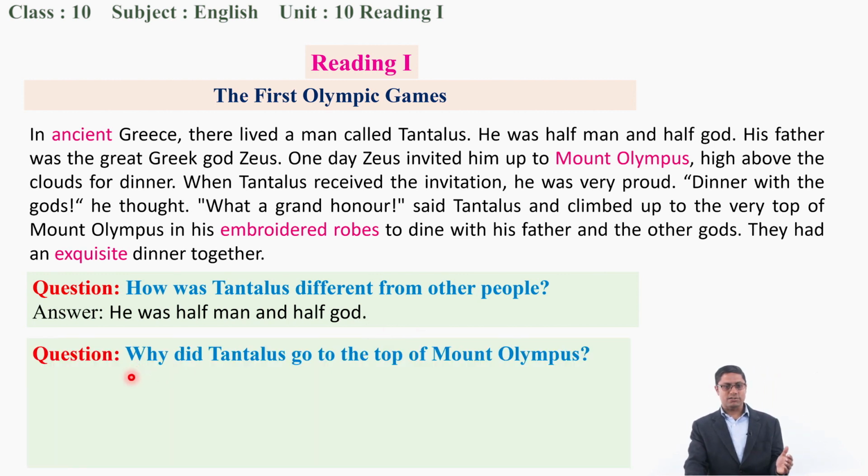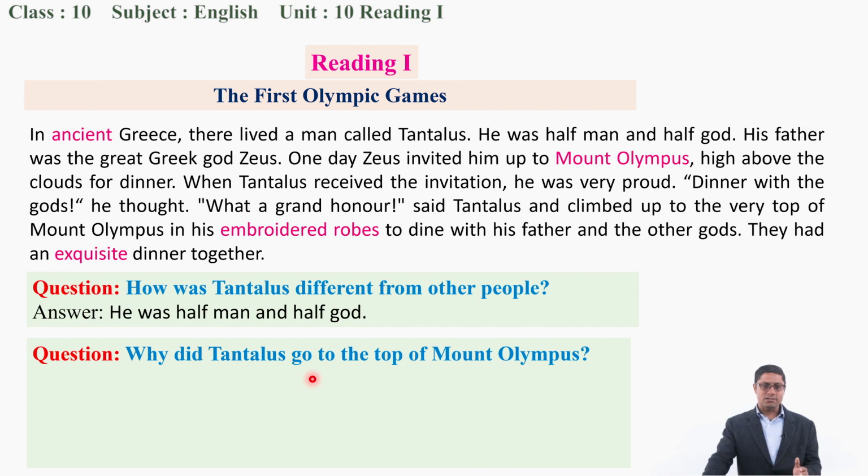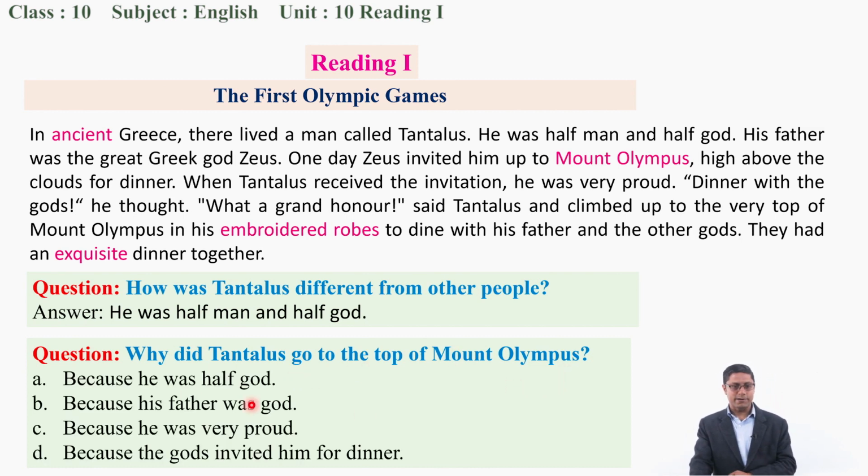Similarly, there is a next question also. Why did Tantalus go to the top of Mount Olympus? I have given some alternatives for you. Because he was half god, because his father was god, because he was very proud, because the gods invited him for dinner. Why did he go there? We have already discussed. Please do remember. Find out from the text we discussed. Can you say? All right. So, because the gods invited him for dinner.